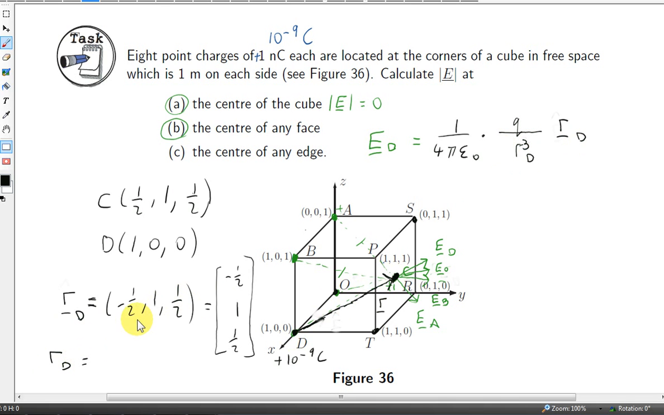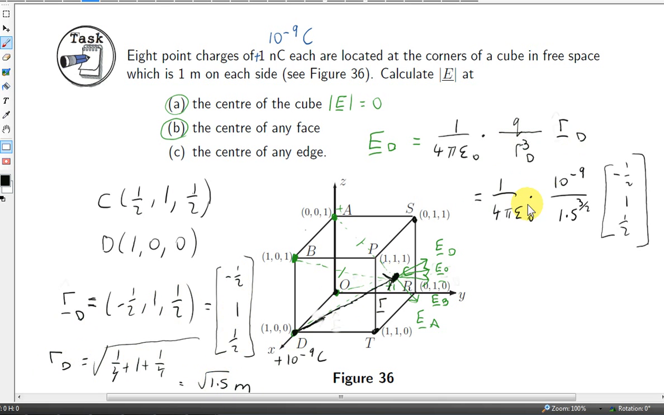So how do we get the magnitude of a vector? Well, we just square the components, sum them, and take the square root. So we have a half squared plus 1 squared plus a half squared. That's a quarter plus 1 plus a quarter. So we end up getting the square root of 1.5. These units are assumed to be in meters. So this is what we get for RD.